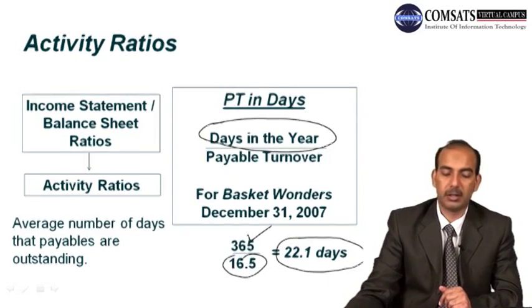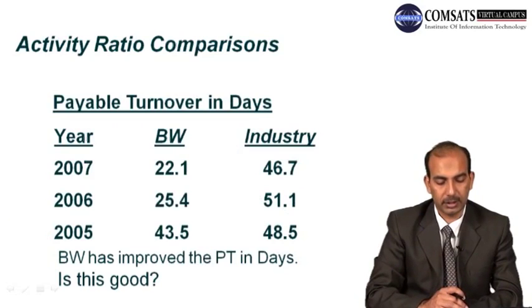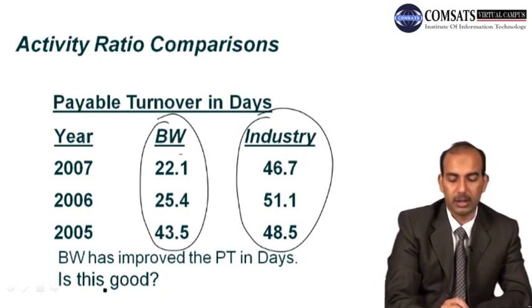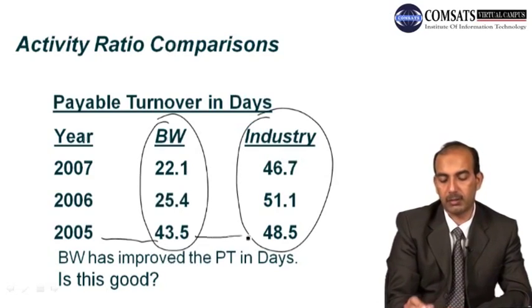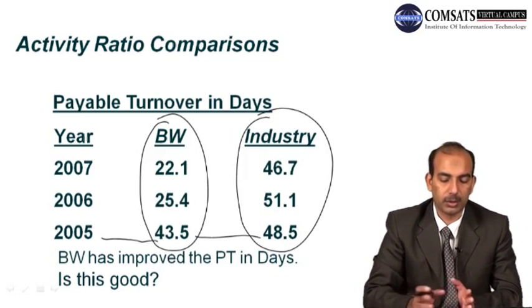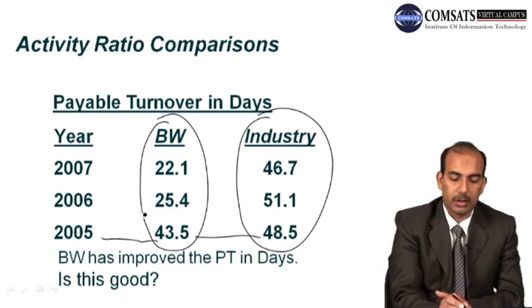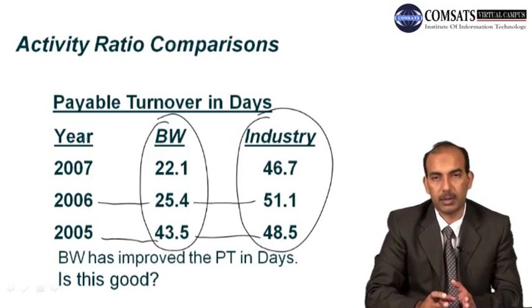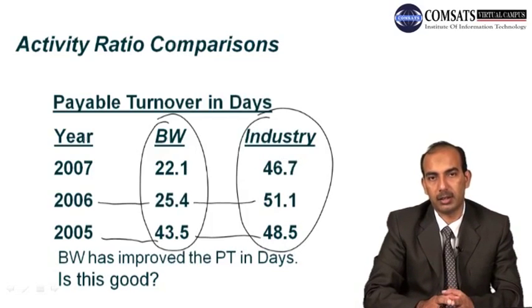So what does the industry have in this regard? If you look at this schedule, payable turnover in number of days for the firm we are talking about, we compare it with the industry. In 2005, the figures were almost close to the industry, but not exactly. It was lesser than the industry, but closer to it. When we go to 2006, the industry average is 51, whereas our target firm is 25.4. It means the number of days to make payments to accounts payable is lesser than the industry. So either we can say it is improved, or is it good?